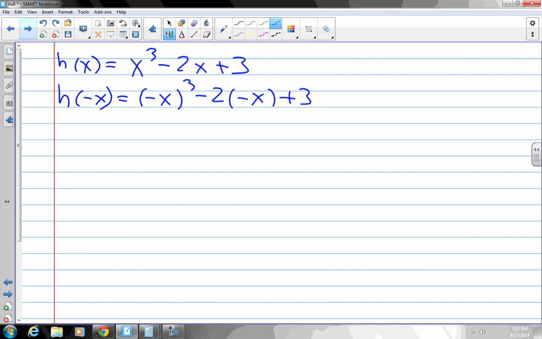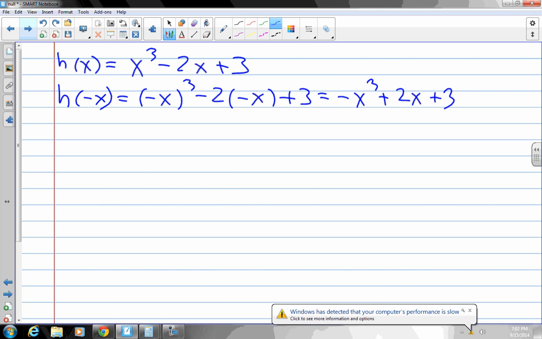And then we're going to simplify this. So that becomes negative x cubed plus 2x plus 3. Is that the same as the original? No, so it's not even. Is this negative of the original? I mean, how can you say? This is what I mean by factoring a negative. It's a little trickier here. You have to turn pluses into minuses.